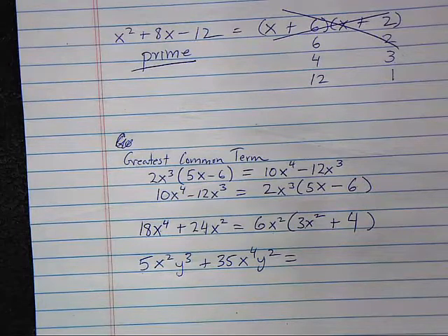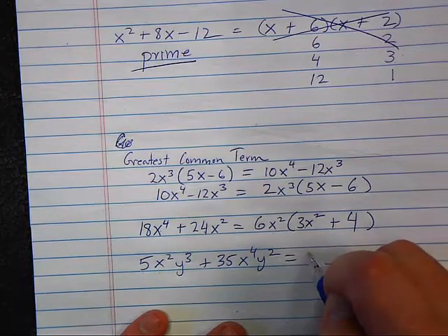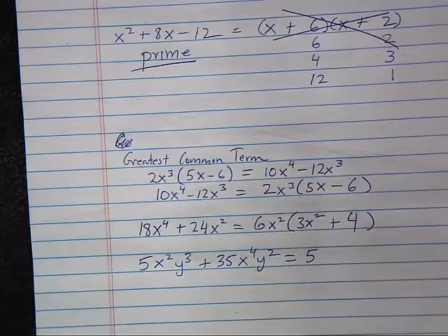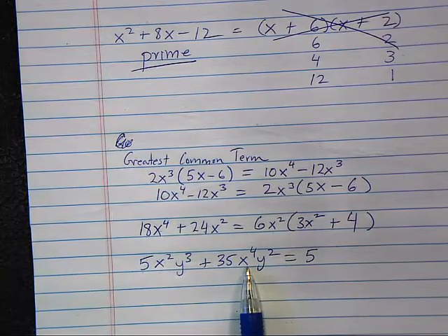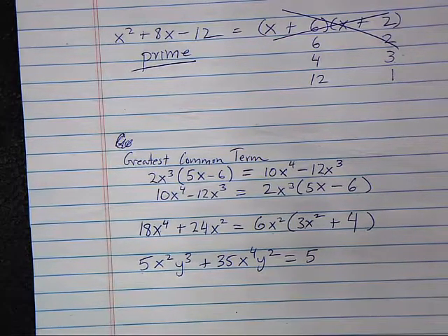All right, in this case, the numbers aren't too hard. You look at 5 and 35. What do 5 and 35 have in common? 5. So I write down 5. Then I look at my powers. Here I have an x squared. Here I have an x to the 4th. How many x's are common? 2 of them. So I write down x squared.